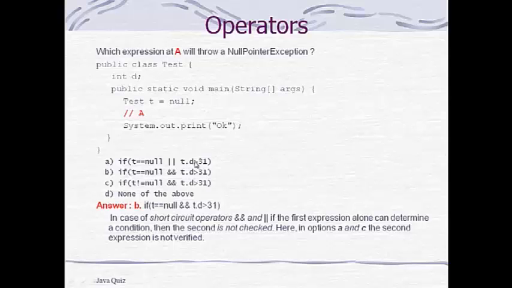So it doesn't use the value d in the null object. In the case of C, t is not equal to null and also the second part. In this case both have to be true. The first is not true because it is null, so there is no need to check the second one. So it comes out of the if condition. But in case of B, t equal null, it is true, and this also has to be true. So it will go and check the second one. So t dot d will throw a null pointer exception.